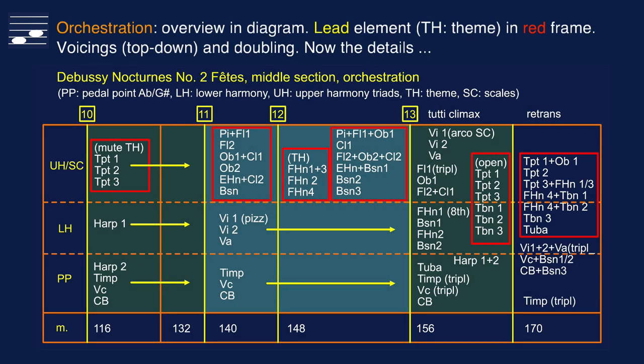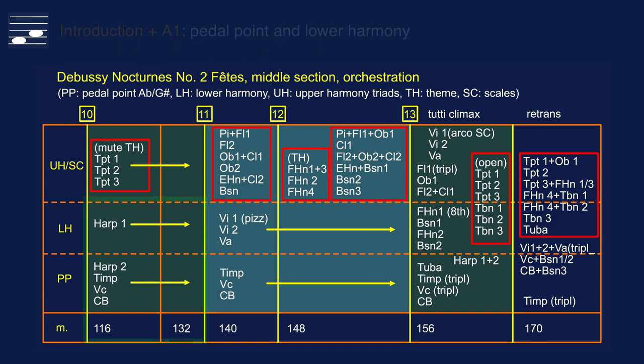We are looking at an overview of the orchestration of the fat middle section. The main elements are shown in red frames, and I tried to still separate the upper and lower layer, although that is somewhat artificial, since in the orchestration these may get mixed. The vertical order represents the instrument group voicing, but we'll look at each fragment in detail now.